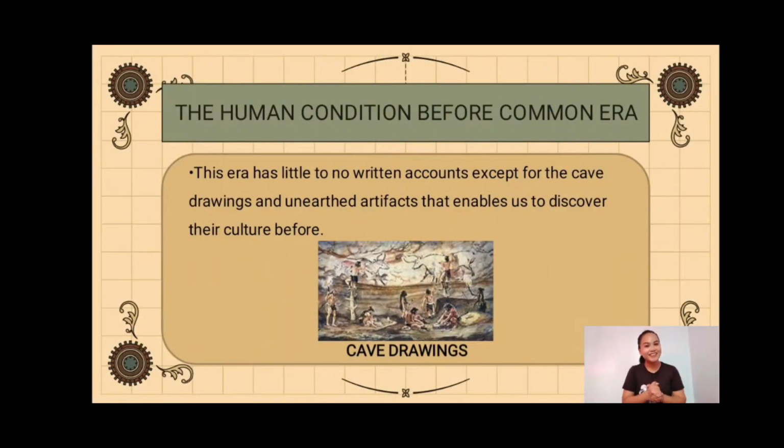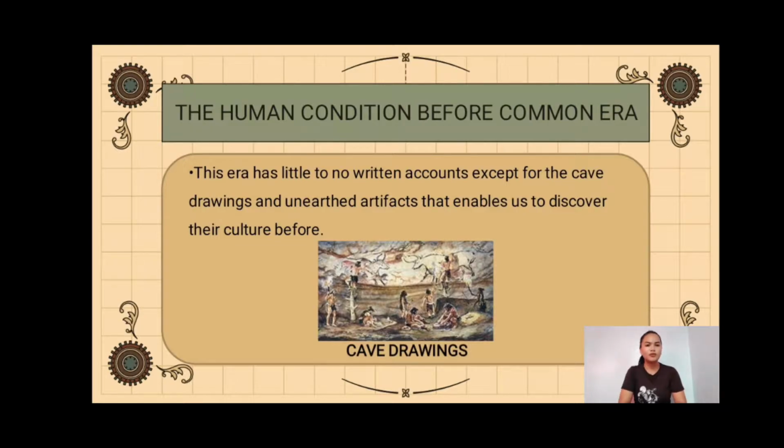Good day, everyone. I am Jay Manchalo Franco, and today we will be talking about the human condition before the Common Era. Before the Common Era, there is little to no written accounts except for the cave drawings and unearthed artifacts that enable us to discover our ancestors' culture. And as we all know, our technology before is very different from what we have today. We don't have laptops, cell phones, printers, and any other materials that could be used to write down what had happened before or how our ancestors lived.